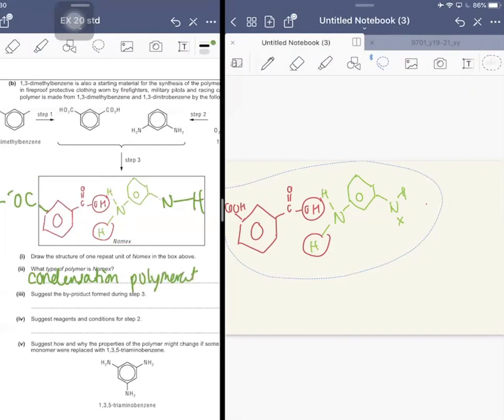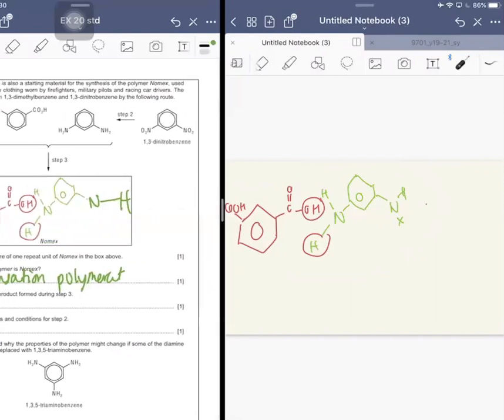State the byproduct formed during step 3. Now you see this? OH and H, that means the byproduct is H2O. Suggest reagents and conditions for step 2. Now, step 2 is turning your nitro into phenylamine. This is definitely in your answer, okay?